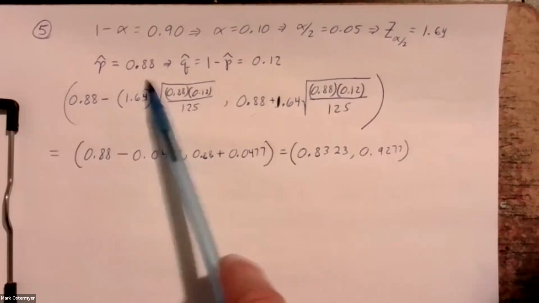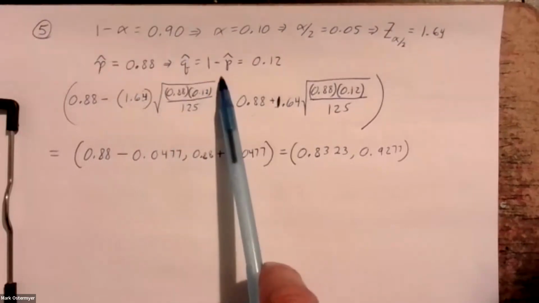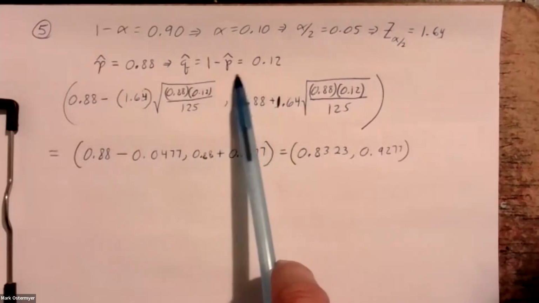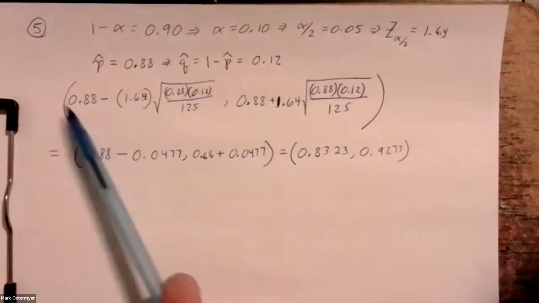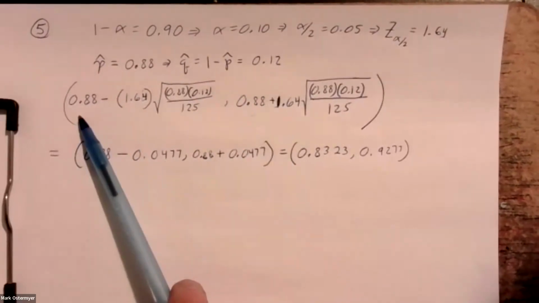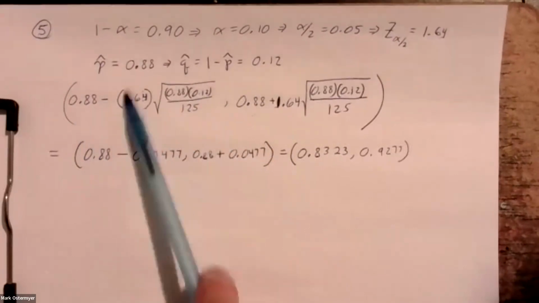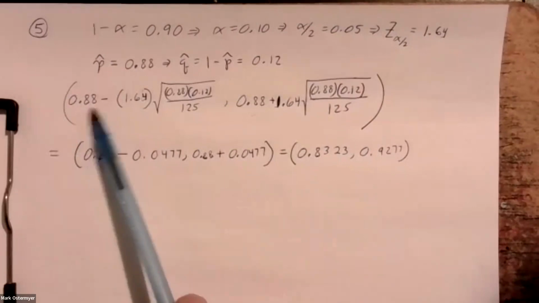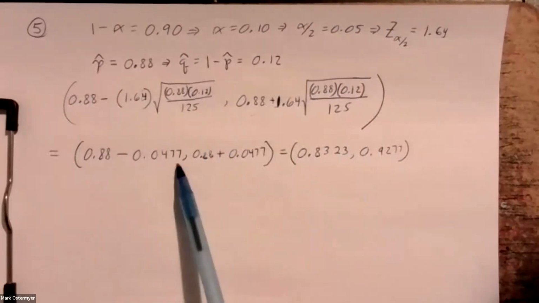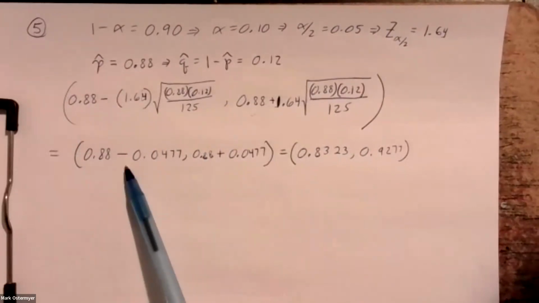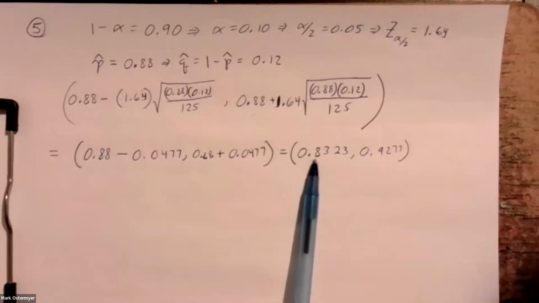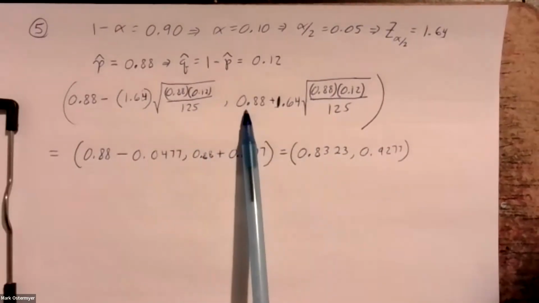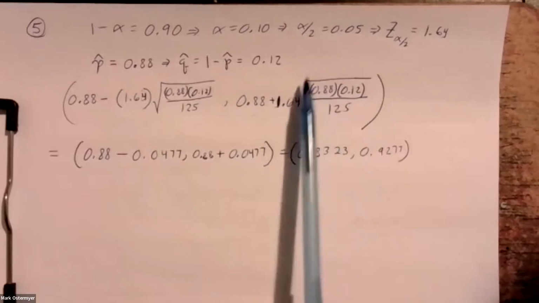All right. Q hat is 1 minus P hat, which is 1 minus 0.88, which is 0.12. So we can build our confidence interval here. This is your margin of error. Sample proportion plus minus the margin of error is going to be 0.8323. Sample proportion plus your margin of error.